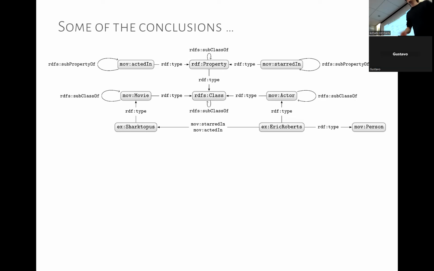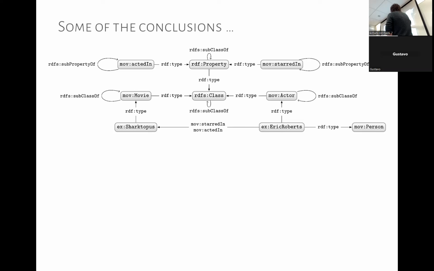Yeah. So here is some of the stuff we get. So we get all the interesting stuff we found. Eric Roberts acted in Sharktopus. Eric Roberts is a person. Eric Roberts is an actor. An actor is a subclass of itself. Movie is a subclass of itself. Property is a subclass of itself. Everything is a subclass of itself. All the properties are subproperties of themselves and so forth.